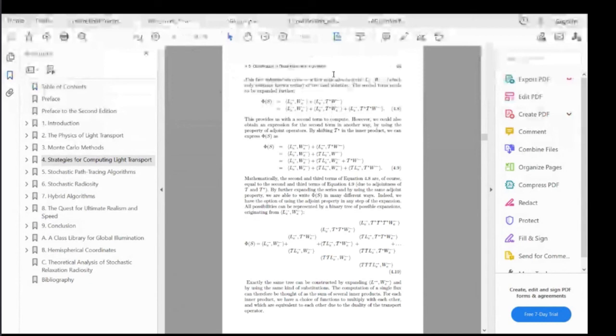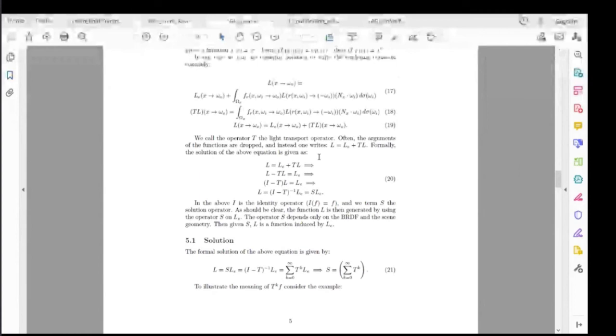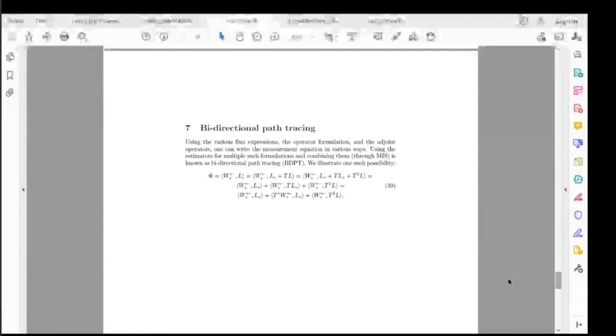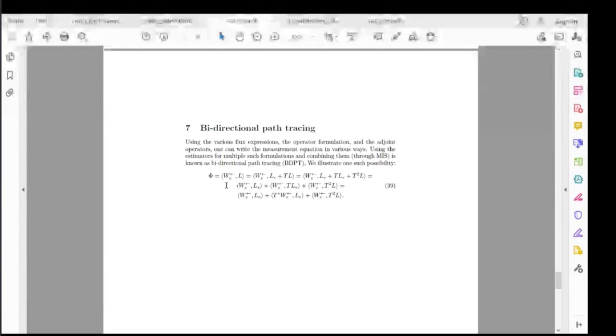So now, why did we need all of this extra baggage of adjoint operators and whatever? Well, it's so we can write the measurement equation in various forms, and by writing the measurement equation in various forms, you can get different estimators, and get, let's say, a large enough collection of those. Some of those are good at something, others are good at other things, and you can combine them, and that's generally what you call bidirectional path tracing.